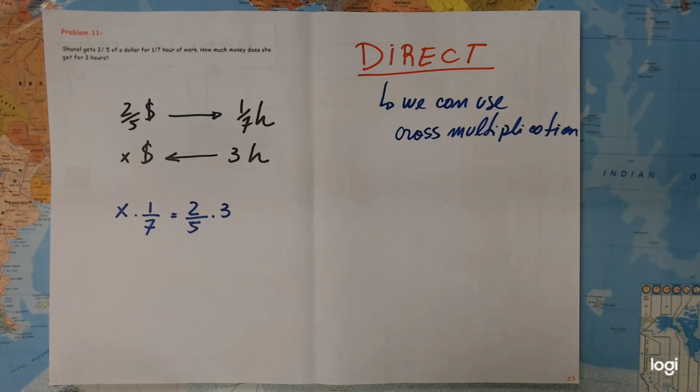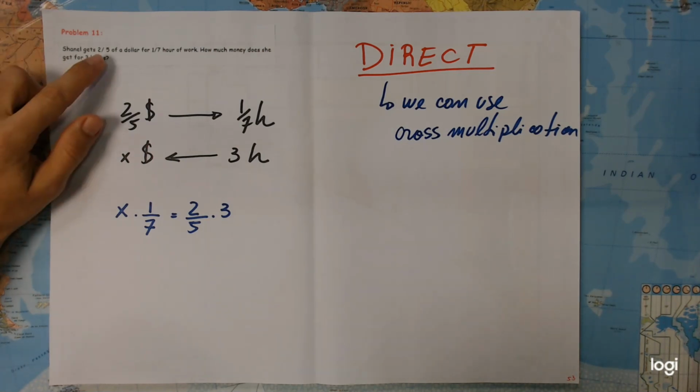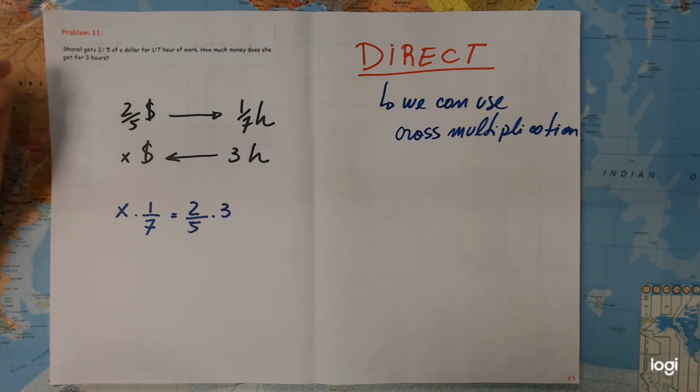Hello, let's see how we can solve this exercise. Chanel gets 2/5 of a dollar for 1/7 hour of work. How much money does she get for the 3 hours?